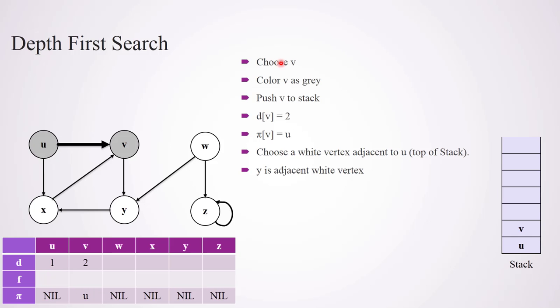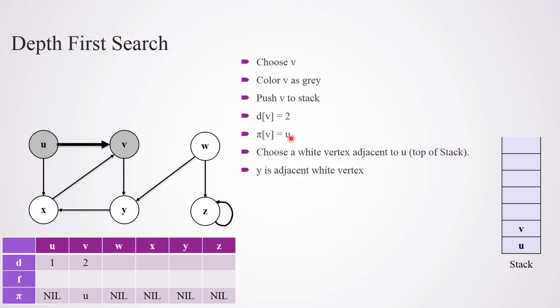So v is chosen, color v as gray. v is colored gray, push v to the stack. v is pushed to the stack. d of v equals 2. Earlier the time value was 1. So for the next operation, the time will get incremented by 1. So the discovery time of v is 2.